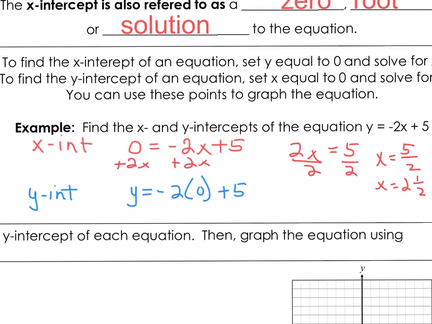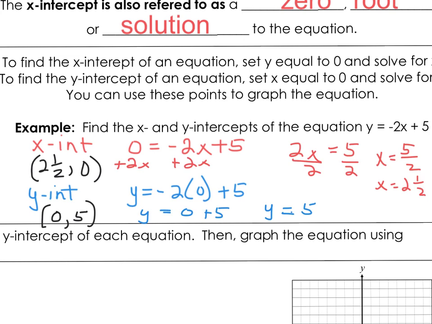All right, so for the y-intercept, we're just going to do the math. -2 times 0 is 0 plus 5, and that's going to equal y. So therefore, y equals 5. Now these are two different points because remember on the y-intercept x equals 0. So my point here is going to be (0, 5) for my y-intercept, and my x-intercept is going to be (2 1/2, 0), because the y was set to equal 0 on that particular point.